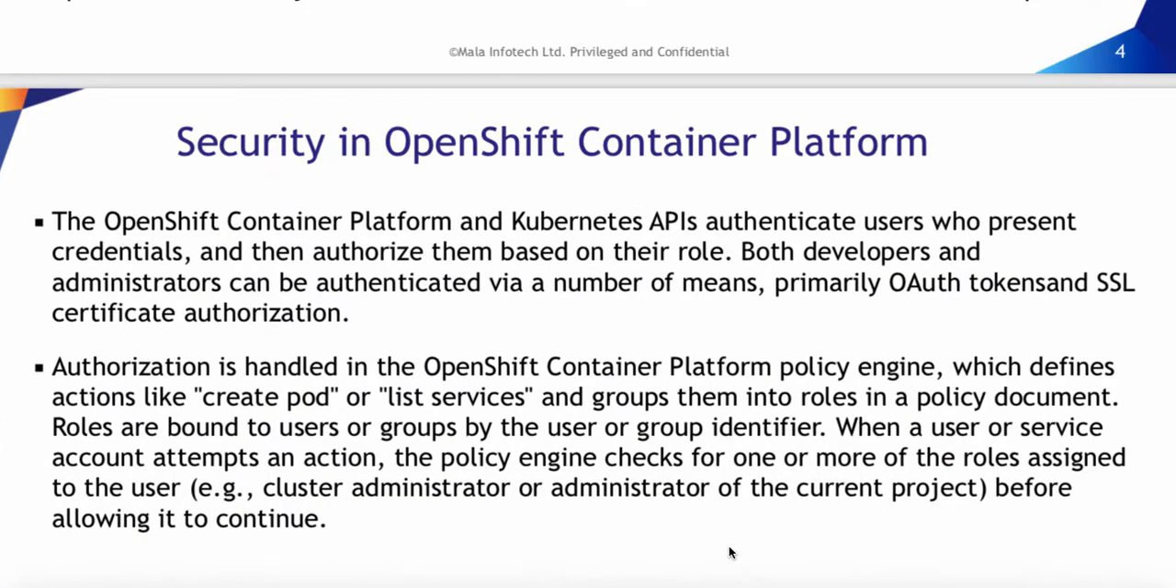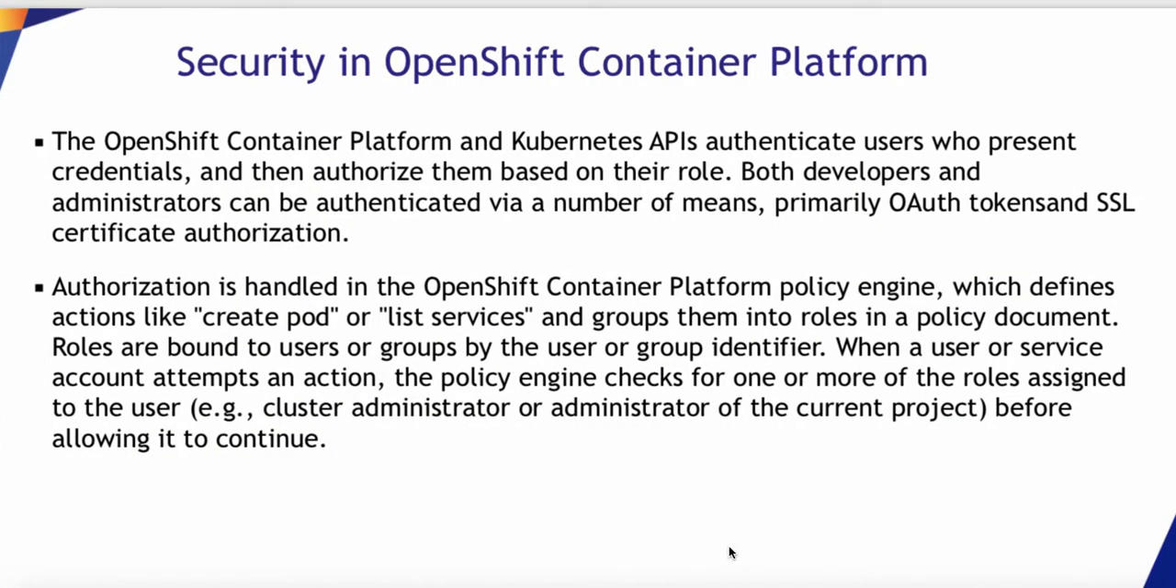In the next slide you see the security concepts, which are held very practically at the base of the OpenShift container platform, a platform based on the Kubernetes API architecture, where users present their credentials and authorize themselves to their particular roles. Roles are differentiated on the developer side as well as on the administrator side, with a number of authentication methods, and the primary auth can be tokenized or SSL certified authorization.